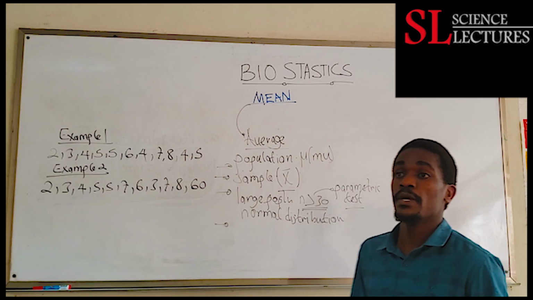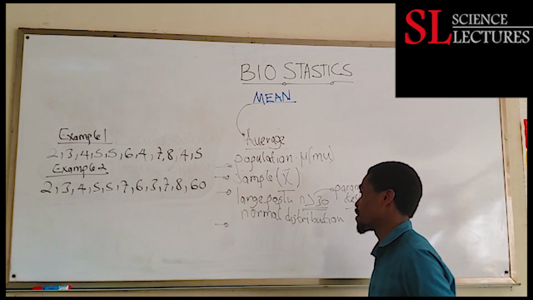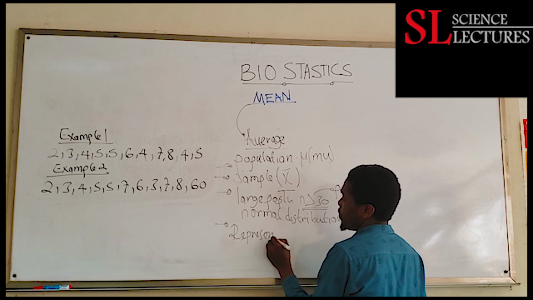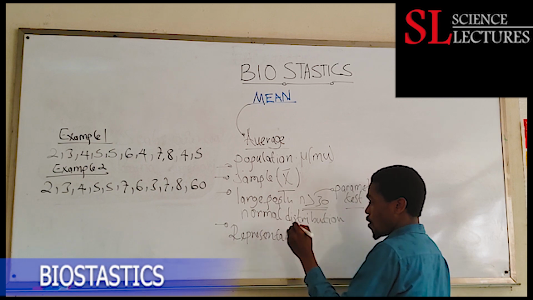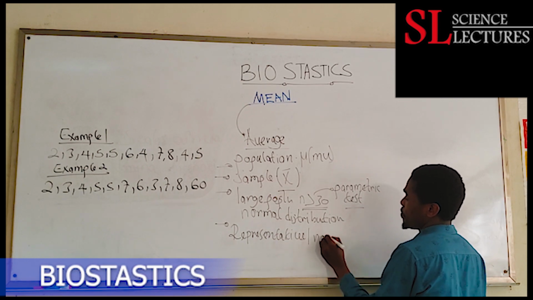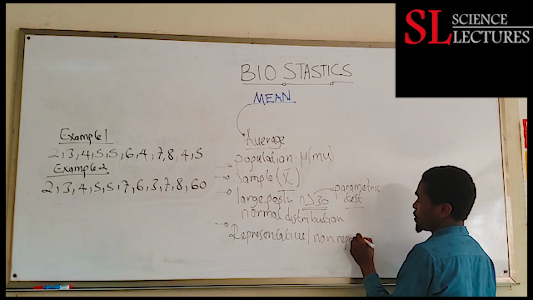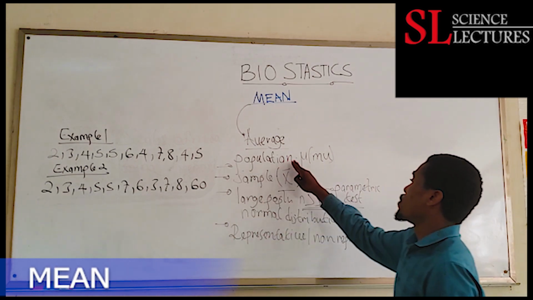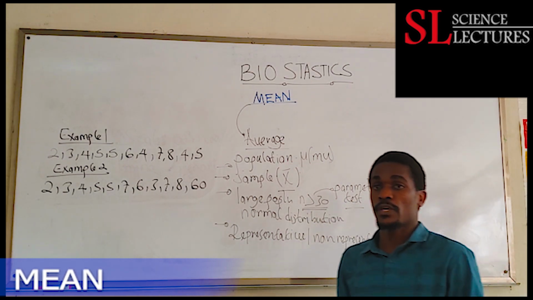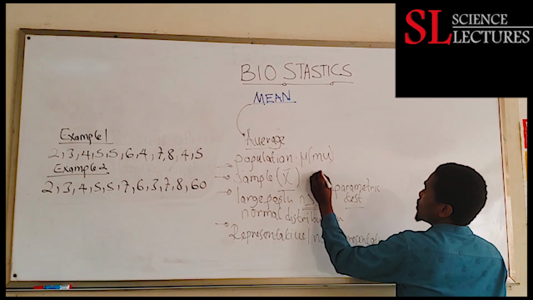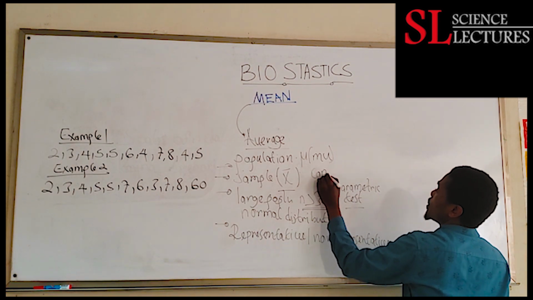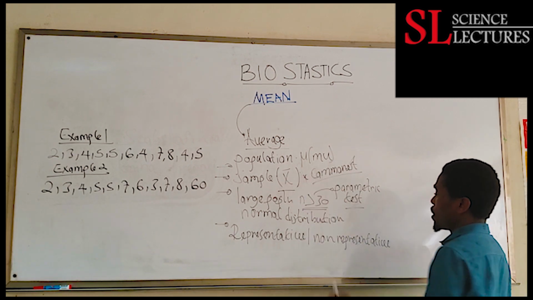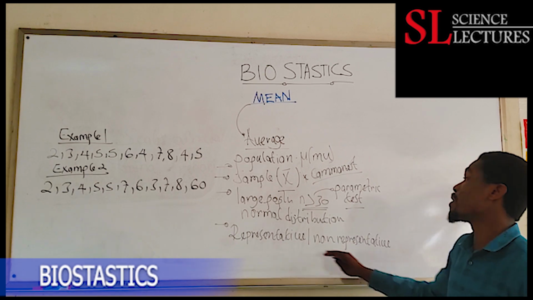Then mean can either be representative or non-representative. Mean can be representative in some cases, or it can be non-representative. Before we go further, we need to know that mean is the commonly used measure of central tendency. It is the commonest measure of central tendency used.